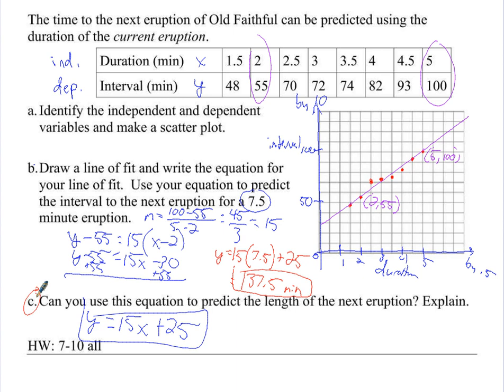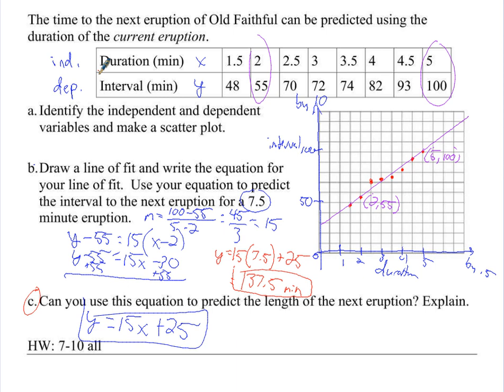Now part C, can you use this equation to predict the length of the next eruption? This equation predicts how long until the next eruption. It uses the current eruption time. Does it have anything to do with the next eruption time? No. We can't predict how long the next eruption is going to last. But we can time the next eruption and then predict how long until the next eruption after that. Okay? That's all this equation does.